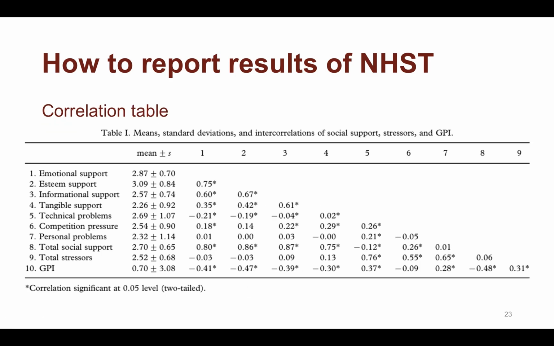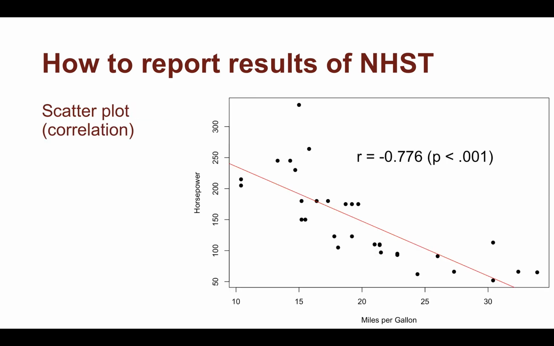Similarly, we have another correlation table, with lots more correlations among 10 total variables, so you can take a look at that one as well. And then for correlation you could use a scatter plot to show visually what the relationship is. You can show a line of best fit, like you see in red, to clearly show that negative relationship between, as we said before, miles per gallon and horsepower.